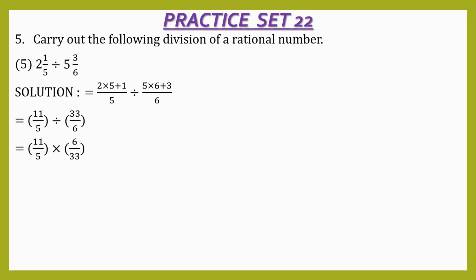Now we know that division sign is replaced with multiplication and we are going to take the multiplicative inverse of the second term. So multiplicative inverse of 33 upon 6 is 6 upon 33. So your step will become 11 upon 5 multiplied by 6 upon 33. Now there is multiplication sign in between. So we are going to multiply numerator with numerator and denominator with denominator. So this will become 11 into 6 upon 5 into 33, which will be 66 upon 165.